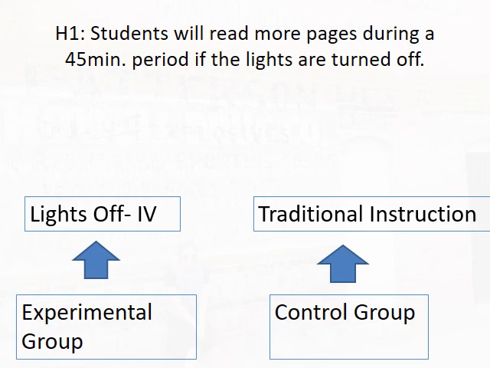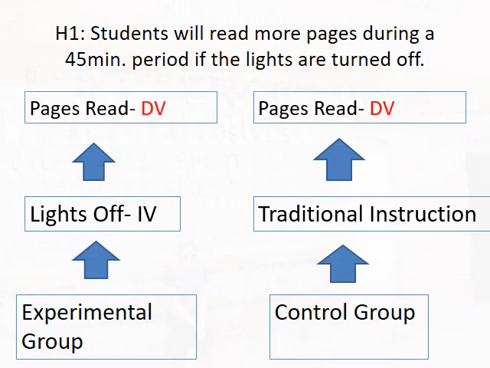Now, because I like to complicate things for us just a little bit, I'm going to add another level to this. I'm going to add a DV. I'm going to add a dependent variable. So, take it from the top. Here we go. The experimental group.